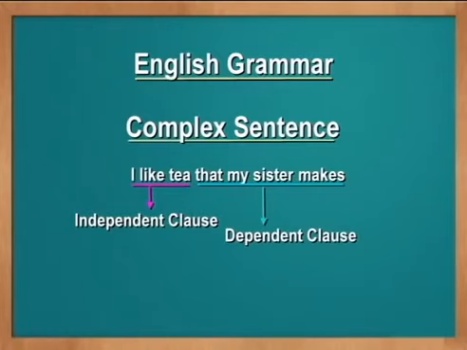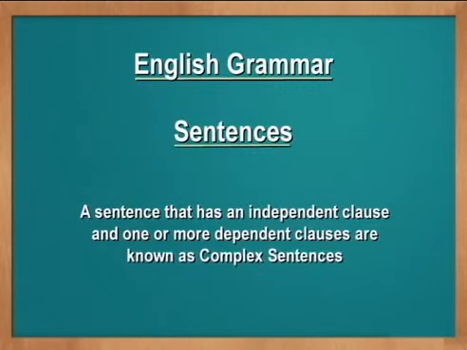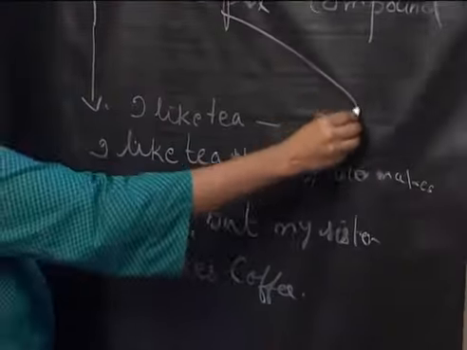When you come to the next sentence, I like tea that my sister makes. Here you have "I like tea", which is an independent clause, as well as "that my sister makes", which is a dependent clause. So a sentence that has an independent clause and one or more dependent clauses is known as a complex sentence.